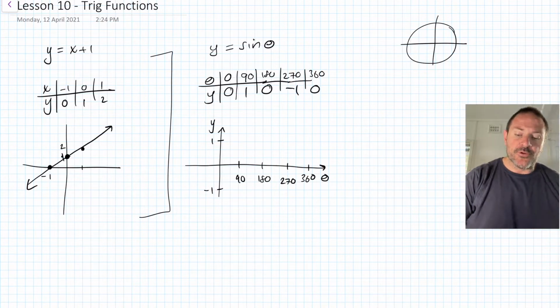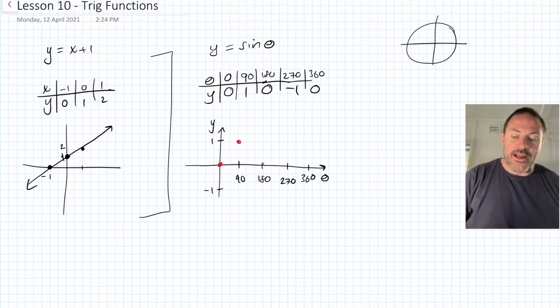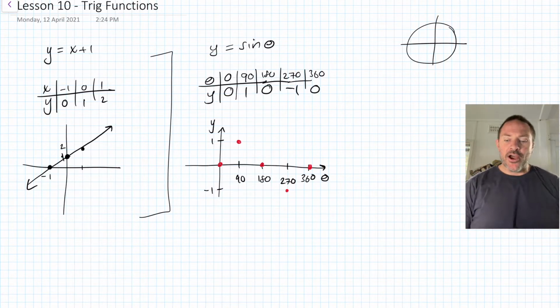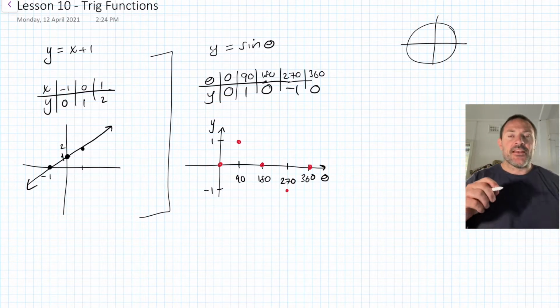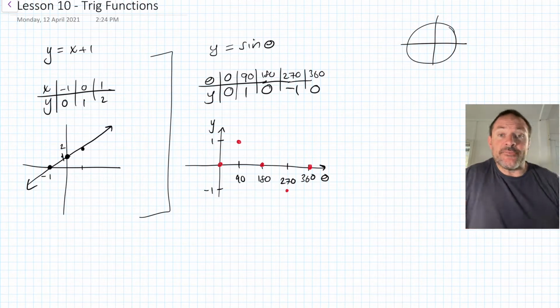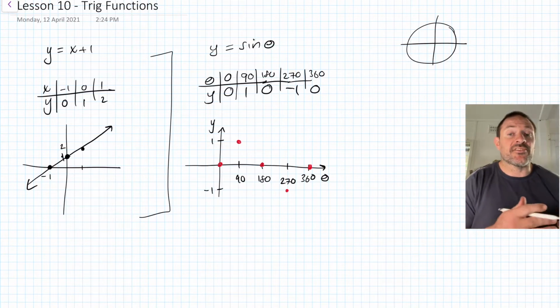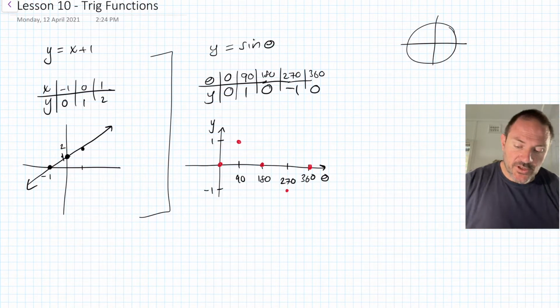And I'm going to plot some points. We have 0, 0. We have 90 and 1. We have 180 and 0. We have 270 minus 1. And we have 360 and 0. Now, that looks quite nice. It kind of has a little pattern. Now, of course, this is not a linear function. Linear function is straight lines. Therefore, we don't have a linear function. We most likely have a curved function. And this is what it starts to look like.